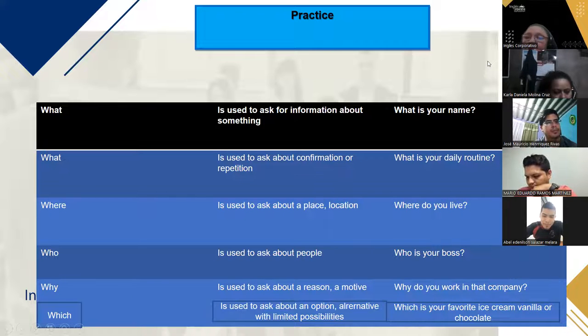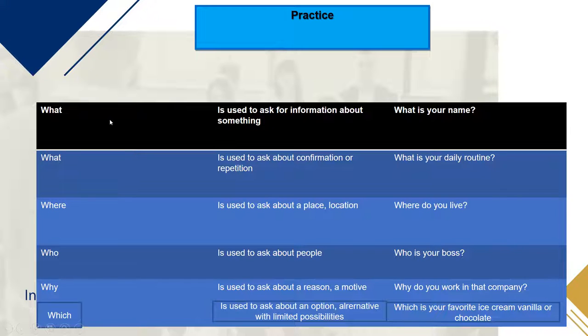As you told me, I'm going to go a little slower. What is used to ask for information about something. For example, what is your name? ¿Qué o cuál se usa para pedir información acerca de algo? For example, what is your name? Otro uso de what es para preguntar acerca de una confirmación o de algo que se repite, un hábito. What is your daily routine?